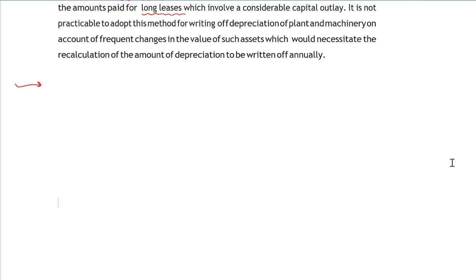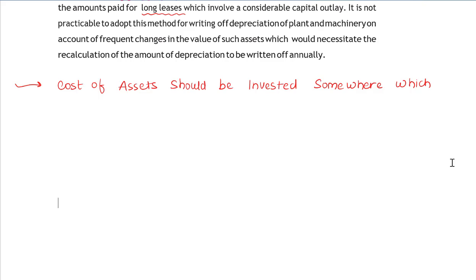Just write a few things over here. Cost of assets should be invested somewhere, which would have given interest.